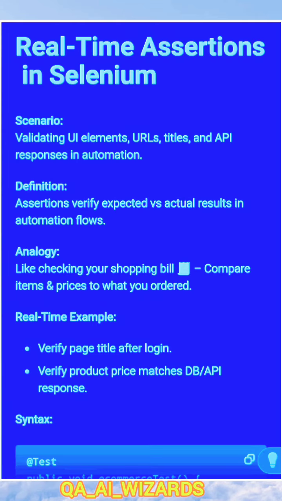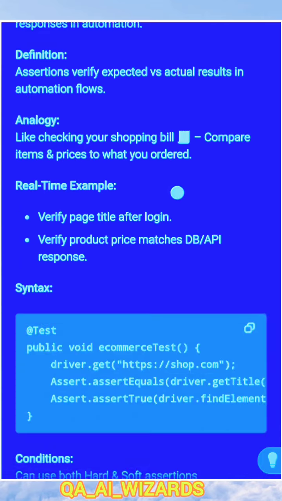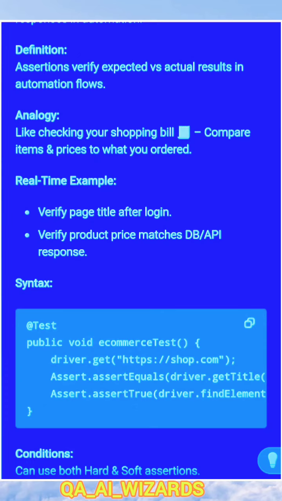An analogy is checking your shopping bill and comparing the items and prices to what you ordered. A real-time example is to verify the page title after login and verify the product price matches the DB and API responses.